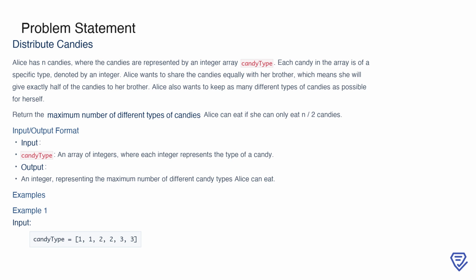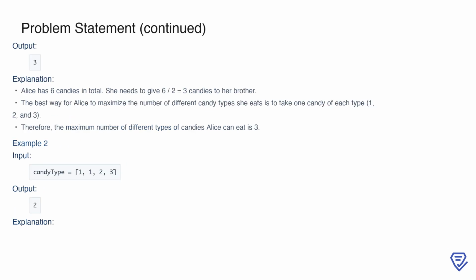The goal is to determine the maximum number of different candy types Alice can eat, given that she can only eat n divided by 2 candies. The input to the problem is the array candyType, and the output is an integer that represents the maximum number of unique candy types Alice can eat. Let's look at the first example to understand this better.